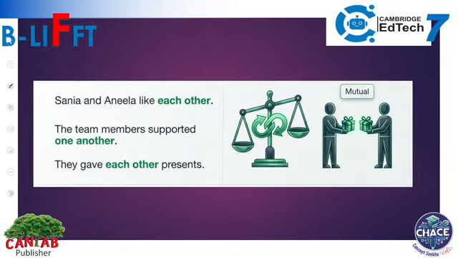For example, Tania and Anila like each other. There are two subjects. That's why we use each other, the reciprocal pronoun. The team members quoted one another. Here, the team members, there are more than two persons in the team. That's why we are using one another. They gave each other presents.